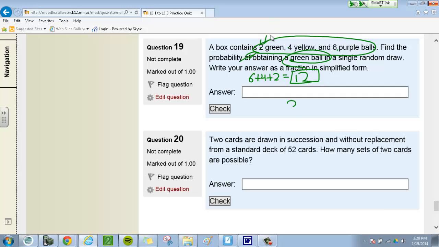I'm trying to highlight that too. So really you got 2 out of 12 ways to do this. It says simplify it, so that's 1/6. And it says do as a fraction in simplified form. So I'll put my 1/6 in there, and I will go on to the next problem. All said and done.